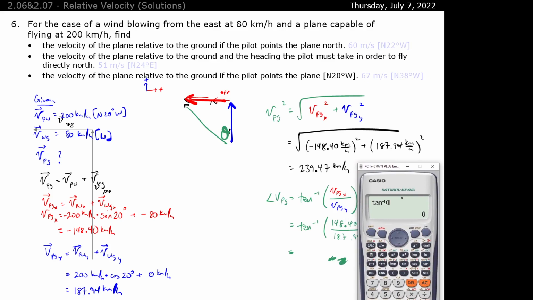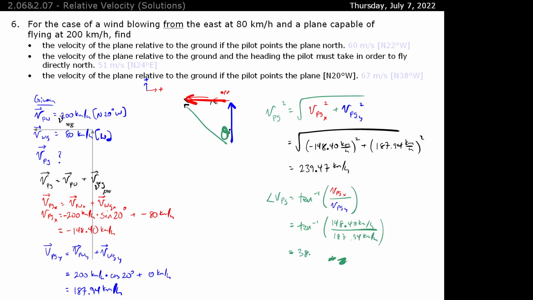Okay, tan inverse of 148.4 divided by 187.94, and that should give us slightly less than 45 degrees. Sure, 38.29. So 38.30 if you round to 2 sig fig.